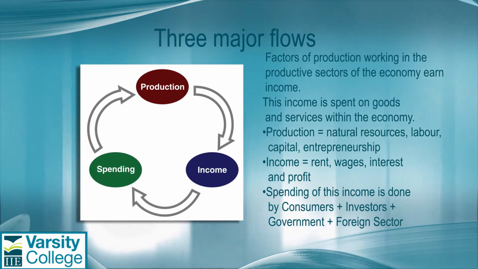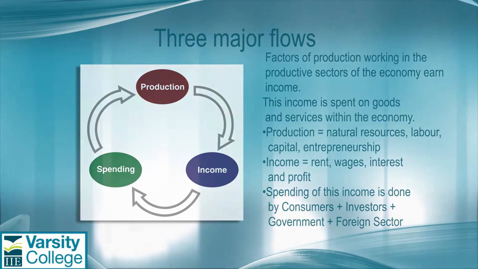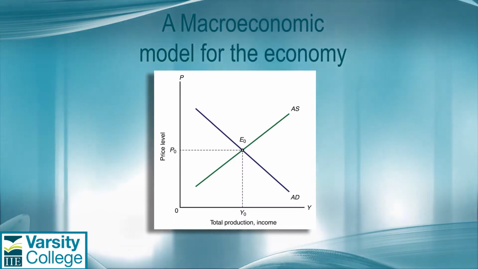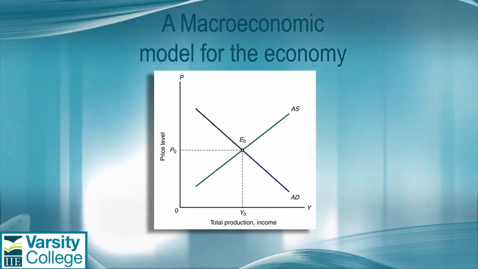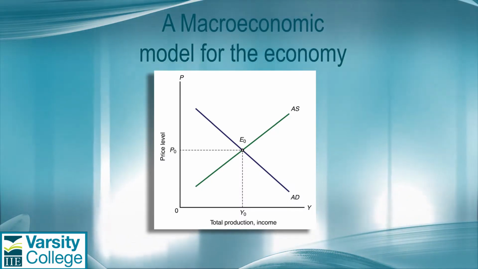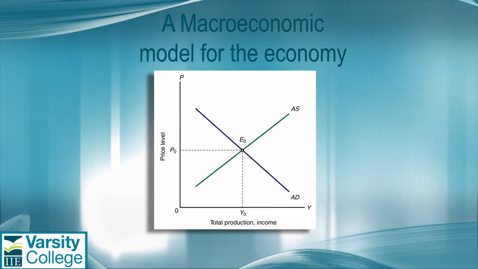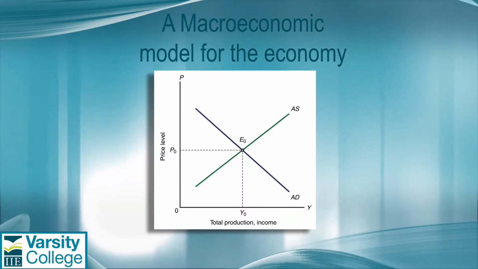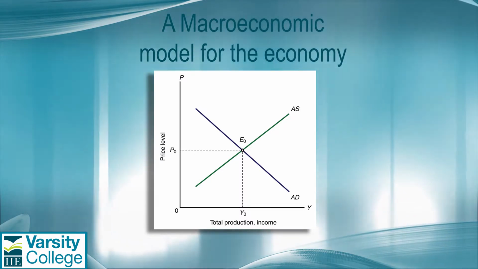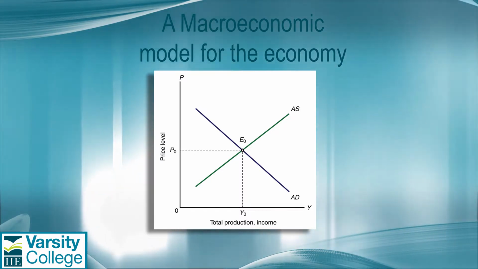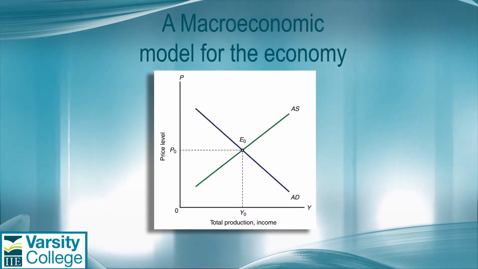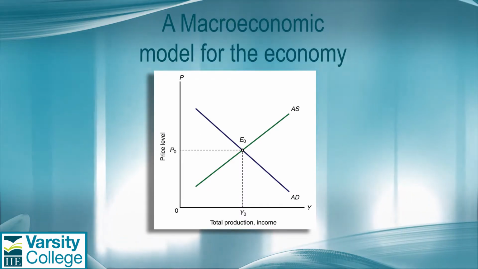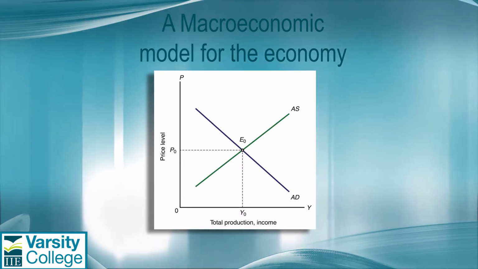Having identified the flows in the economy, we now move to a popular macroeconomic model that details both the aggregate demand and aggregate supply side of the economy. In this model, we deal with the general level of prices and the total output of production in an economic system. The aggregate demand curve shows the relationship between total real expenditure and the price level, whilst the aggregate supply curve shows the relationship between total real production in the economy and the price level.